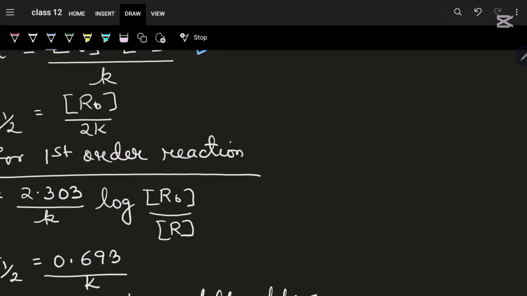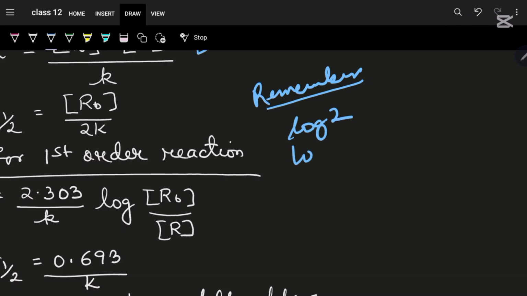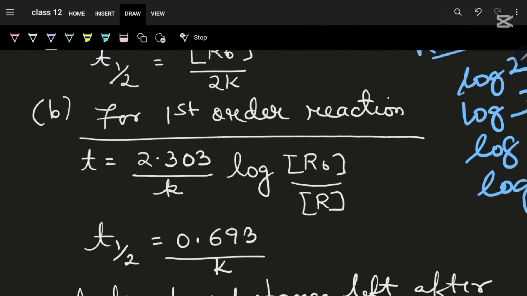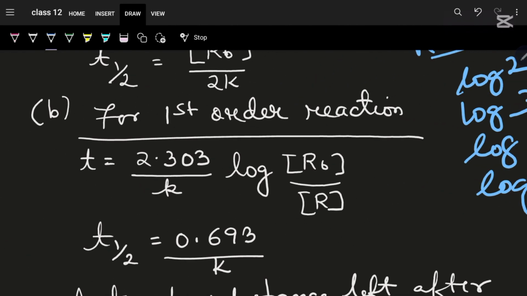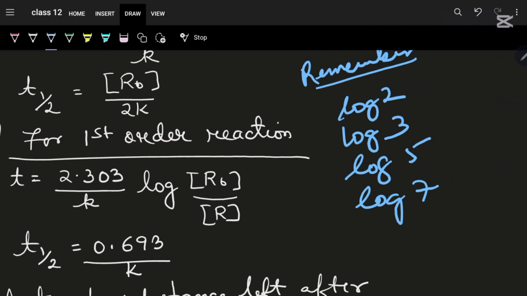For this particular unit, remember the values of log 2, log 3, log 5 and log 7. You have to remember the values of these. Now, let me tell you that CBSE is providing a log table, so you may get it or you may not. But these are the values, if you remember, will help you.